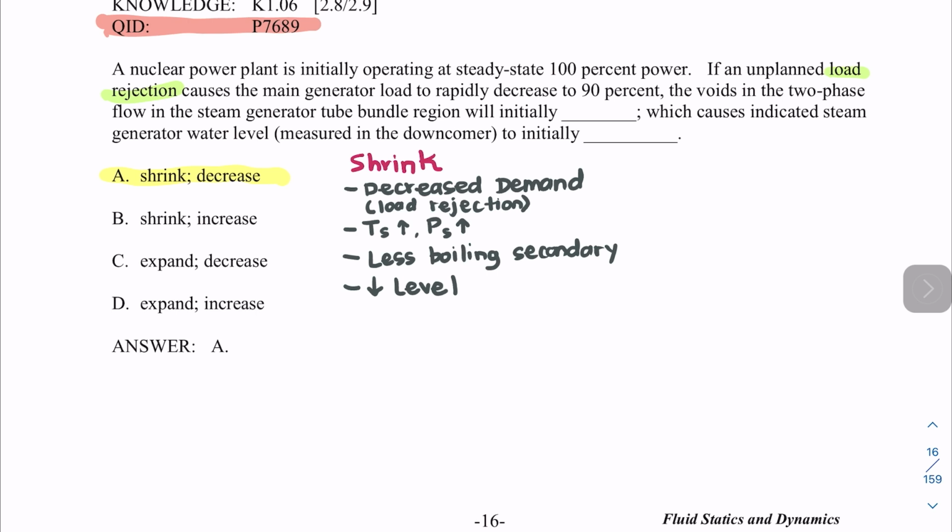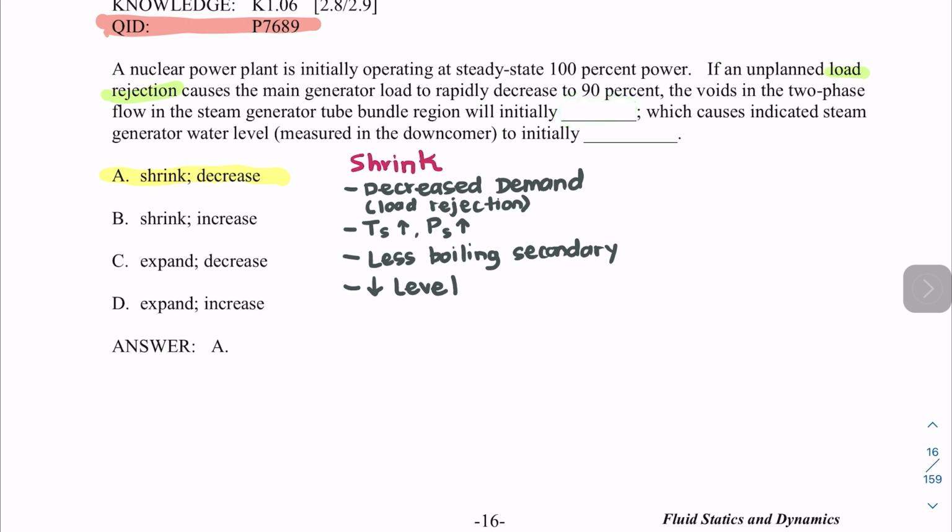We have a load rejection, meaning that we are decreasing the steam demand. We have some turbine rejection. This happens when the demand decreases, right? And it causes the main generator load to rapidly decrease to 90%. The voids in the two-phase flow in the steam generator tube bundle region will either shrink or expand, meaning shrink or swell, right? We have a decrease in demand, so that means the voids are going to shrink.